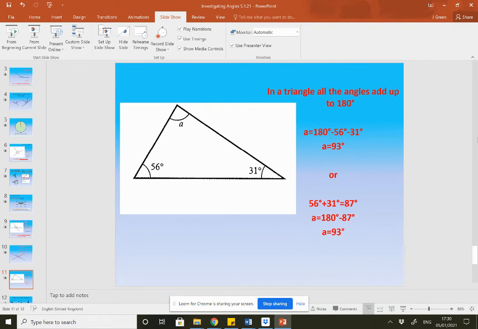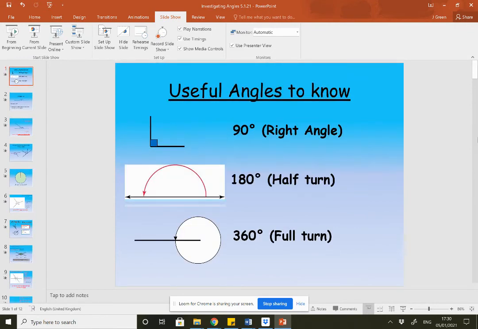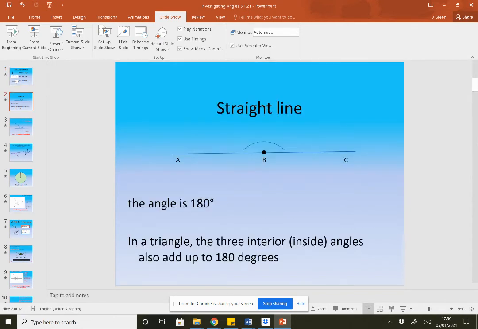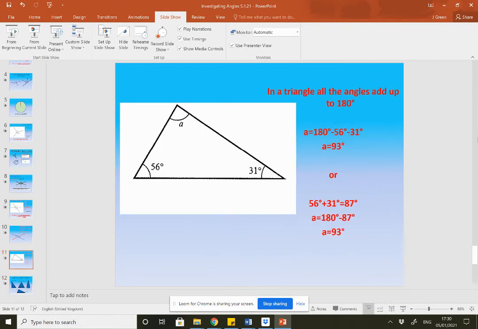Now, triangles. I'm going to whiz back to the second slide. Here was that early knowledge. 90 degrees is a right angle, two perpendicular lines making a corner. 180 degrees was a half turn, 360 degrees was a circle or a full turn. In a triangle, the three interior angles, the inside angles, also add up to 180.